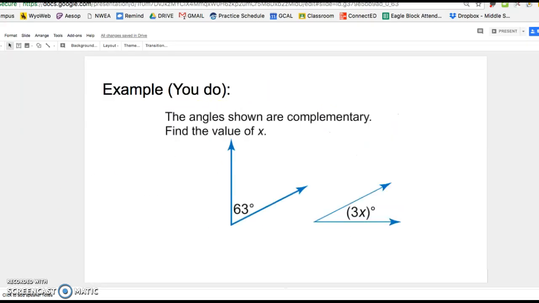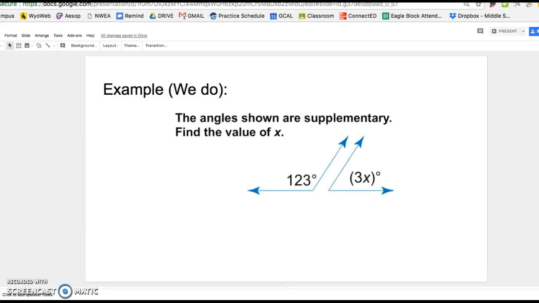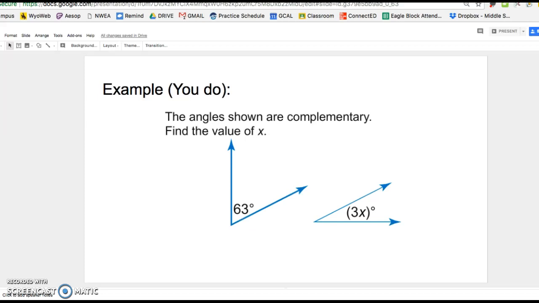Okay, so I'm actually going to have you pause the video on this one as well, and I'm going to have you guys do this one, and then I will show you the notes to both of these questions. So make sure you have this supplementary one and this complementary one in your notes, and then when you come back, I'll show you how to write them in your notes.